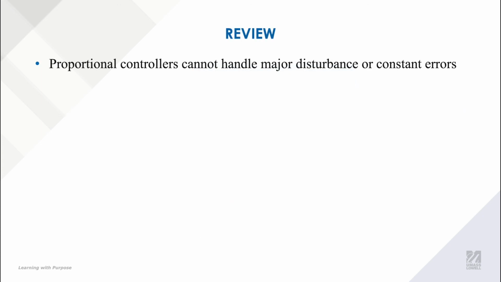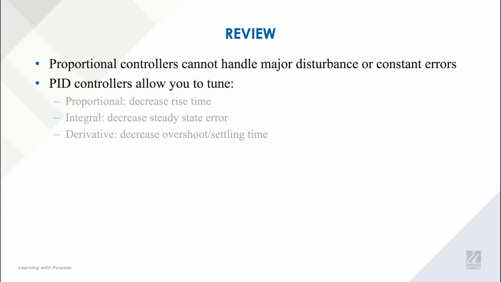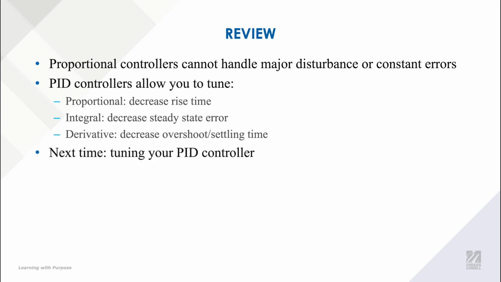Let's review. Proportional controllers can't handle all the major disturbances or steady state errors that we see in real-world systems like robotics. PID controllers allow you to tune the proportional to decrease the rise time, the integral to decrease the steady state error, and the derivative to decrease the overshoot or settling time. Next time, we're going to talk about how to tune this PID controller.